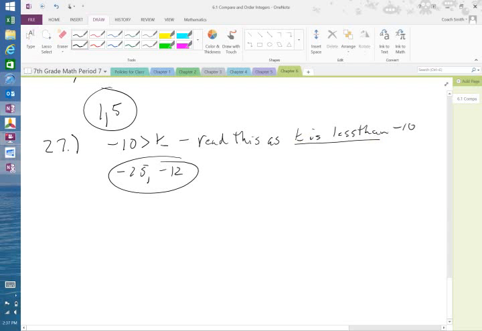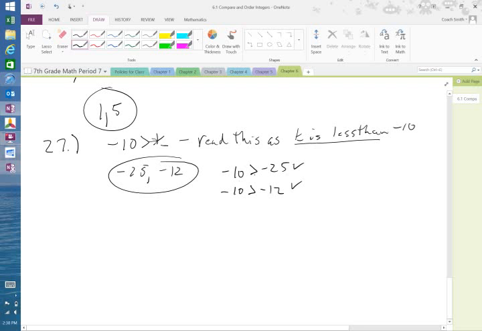This says less than because the point is pointing at the k. So you want, in other words, you want to check it like this. Is -10 greater than -25? Okay. Is -10 greater than -12? Okay. So those are good numbers. I can use those. That's how you would check it.